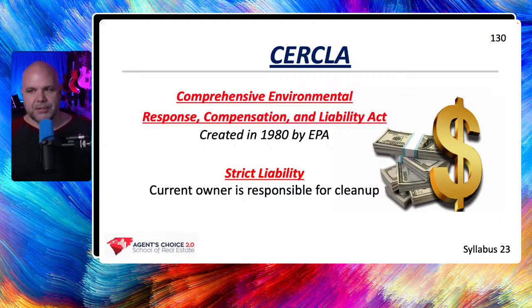There's the testable part: strict liability. The current owner is responsible for cleanup, even if two owners ago is the one who did it. Big deal there. So the buyer wants to make sure this is handled before closing, because they become the current owner. Now they're the ones that are going to have to deal with it. All the more reason to make sure environmental things are handled before closing. Don't let them just close and deal with it later.